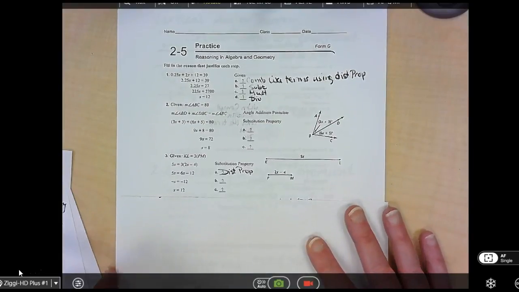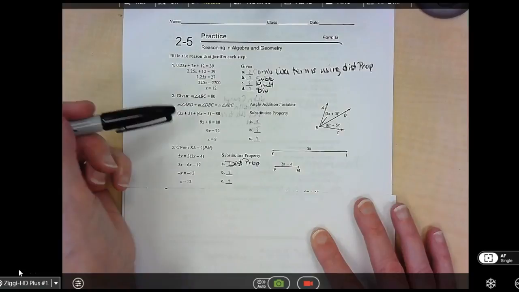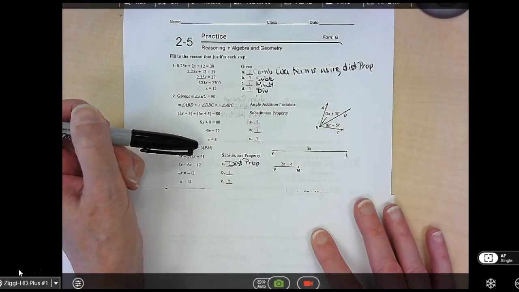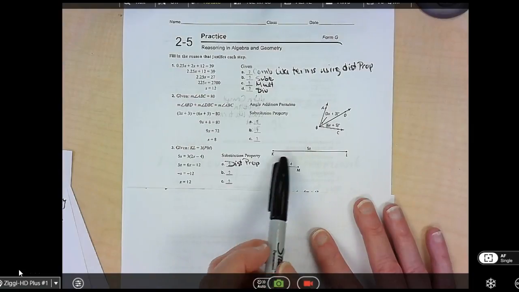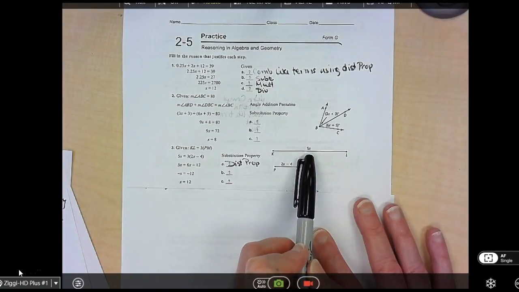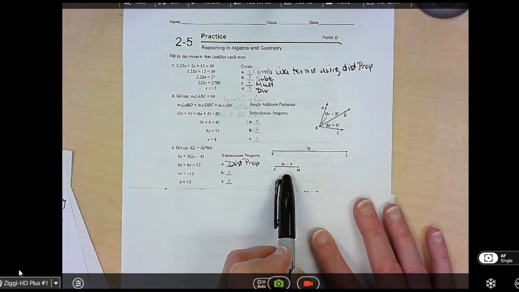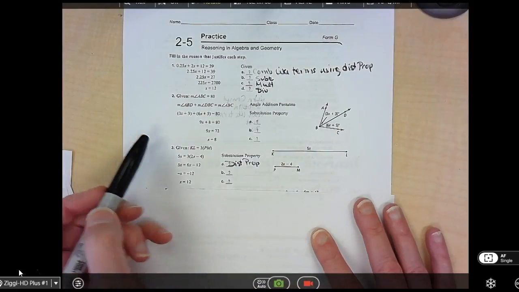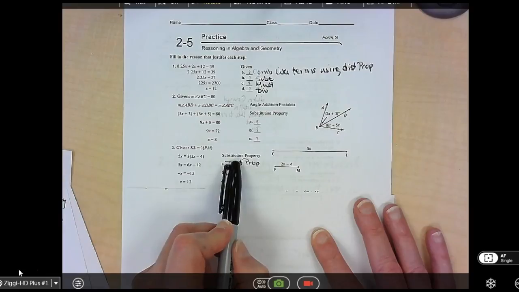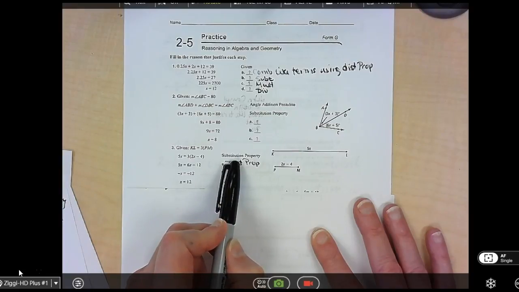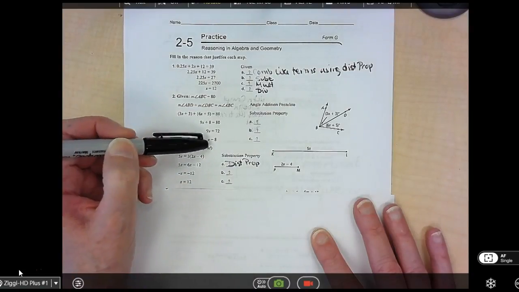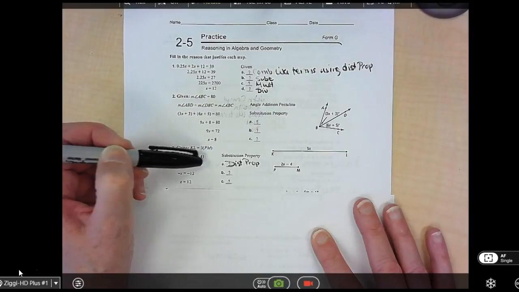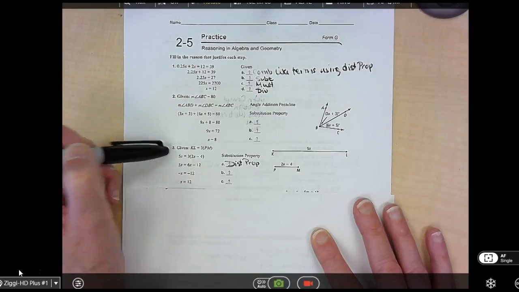In this next problem 3, you're given KL is 3 of PM. And in the drawing, KL is 5x, PM is 2x minus 4. So they already gave us the distributive property. Substitution property. So all they did was replace KL with 5x and the PM with 2x minus 4. So now we have the equation.